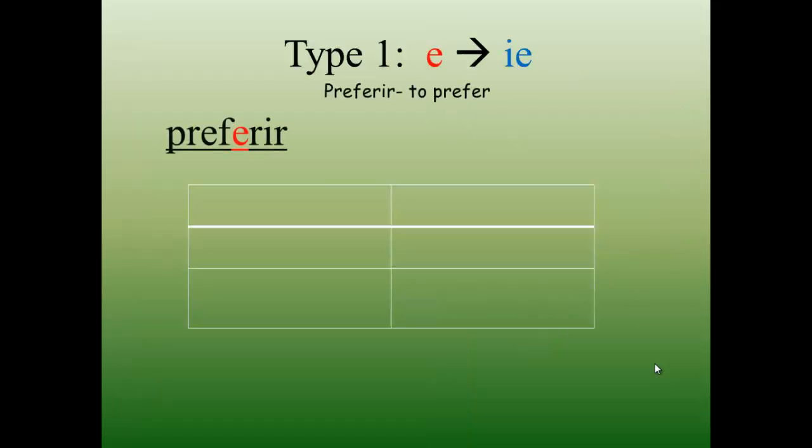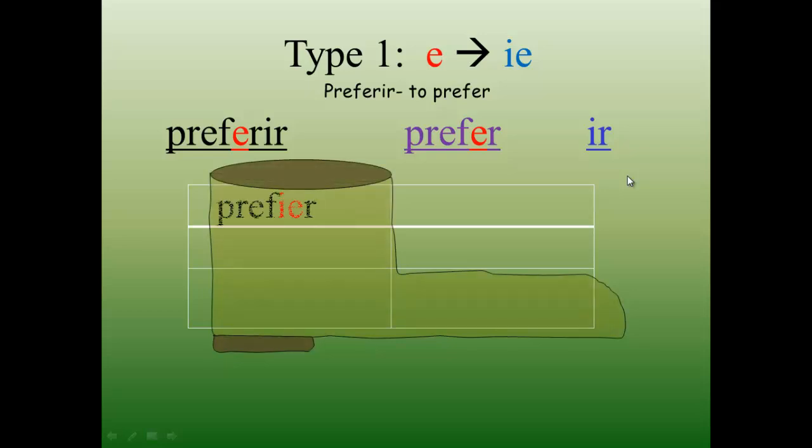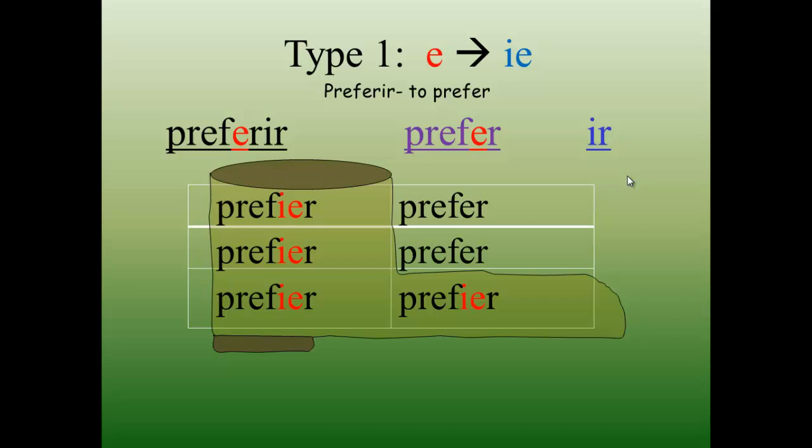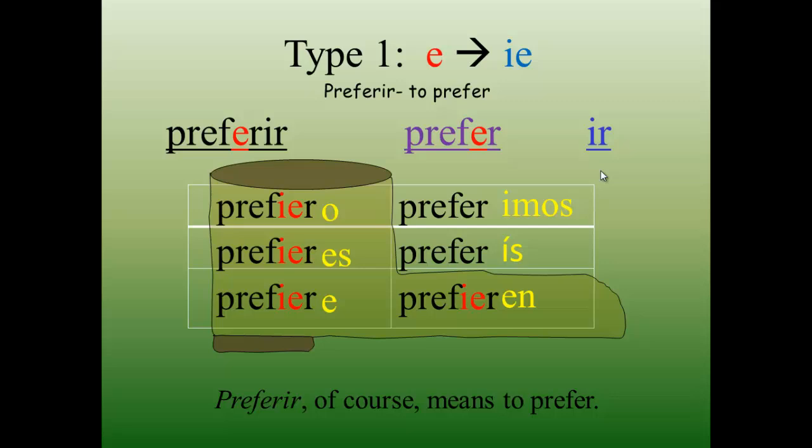Alright, our next word we're going to talk about is preferir. You drop the IR, that's your ending, and then this is your stem. Notice there's two E's. You always go for the second E. So your new stem is prefier. Outside it stays the same. And then you add on your IR endings, which are o, es, e, imos, ís, en. So prefiero, prefieres, prefiere, preferimos, preferís, prefieren. So, of course, it means to prefer.